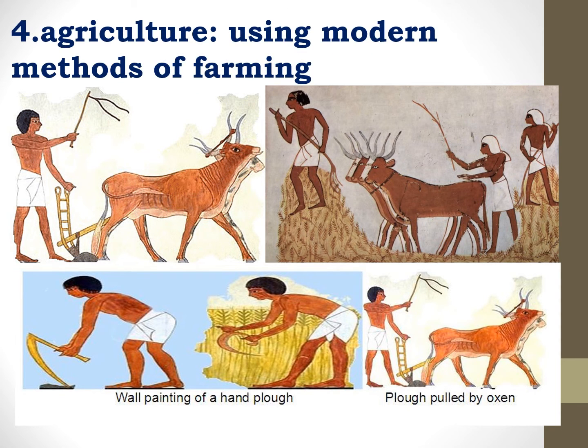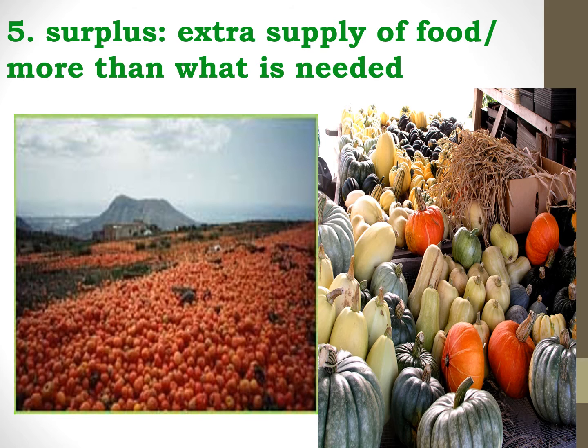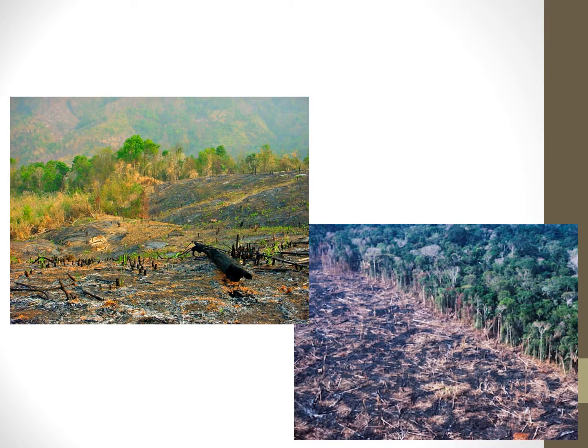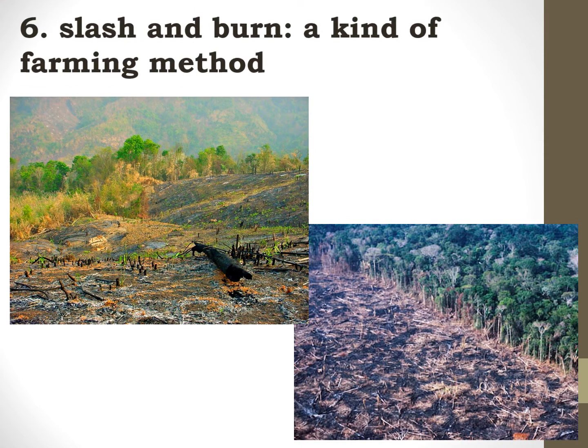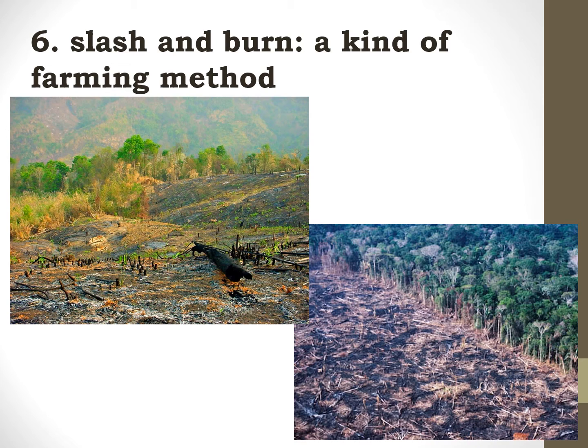Now the fourth word is agriculture, which is using modern methods of farming. Now surplus means an extra supply of food, or more than what is needed. The last word is slash and burn, and it's a kind of farming method.